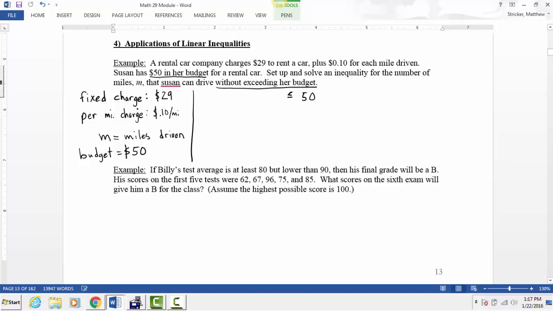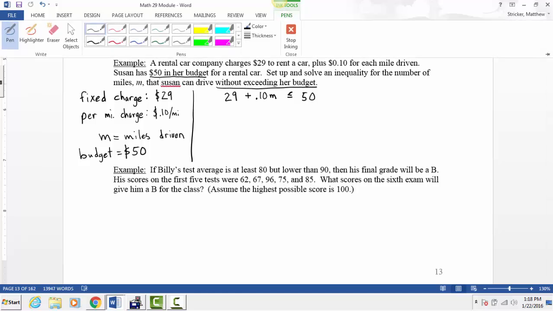Now what are her costs? She has two different charges, the fixed charge and the per mile charge. So she has a $29 fee she has to pay, but in addition to that, we have to add 10 cents per mile. So 10 cents times M, the number of miles driven. Now we can go ahead and solve this.